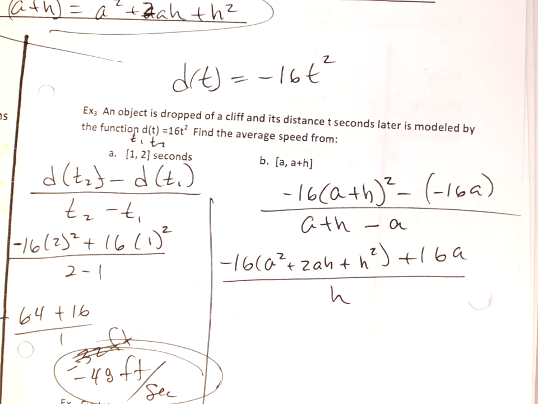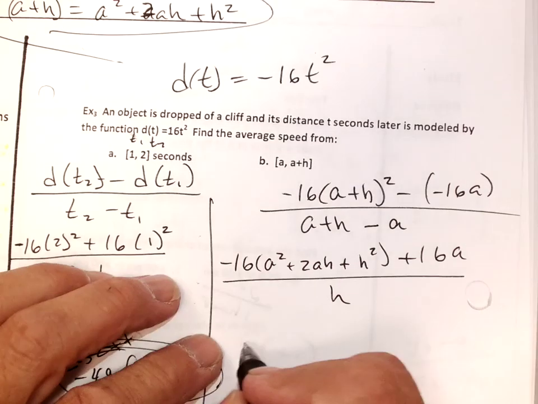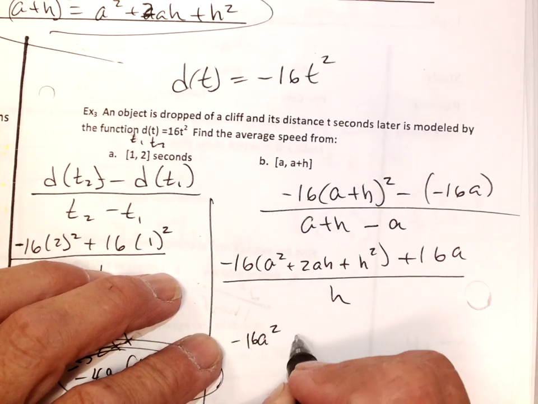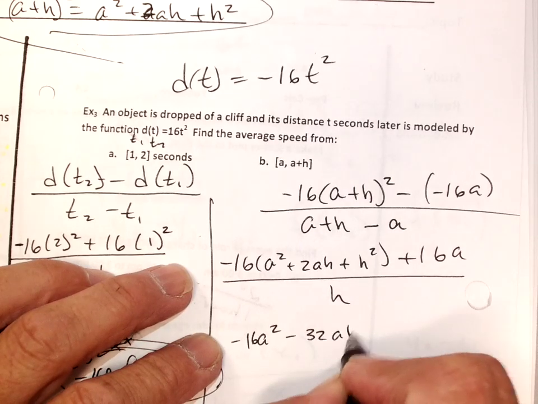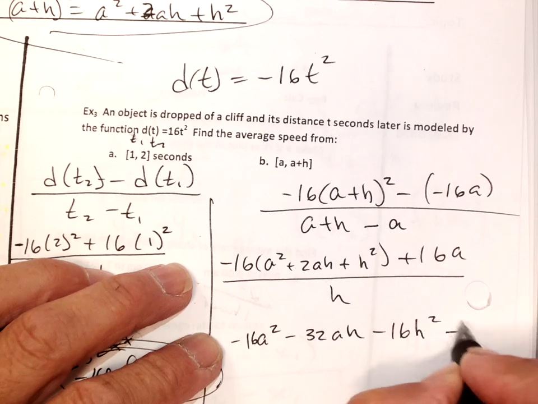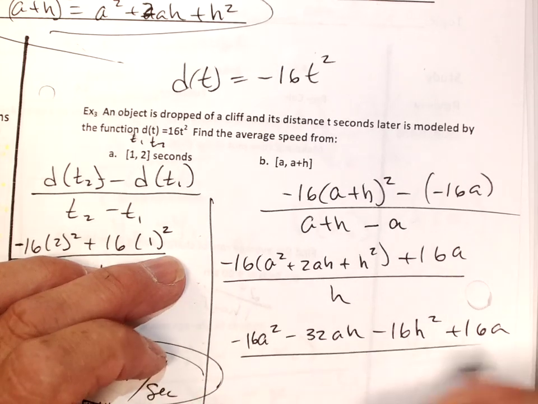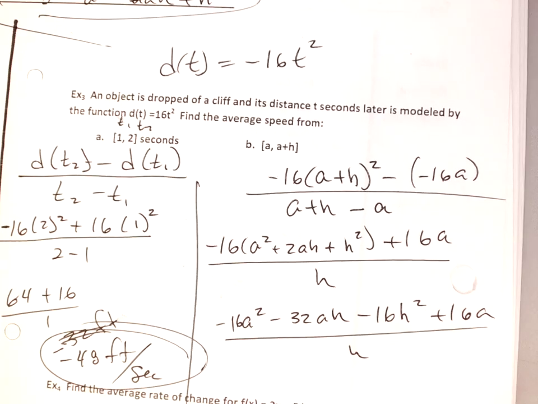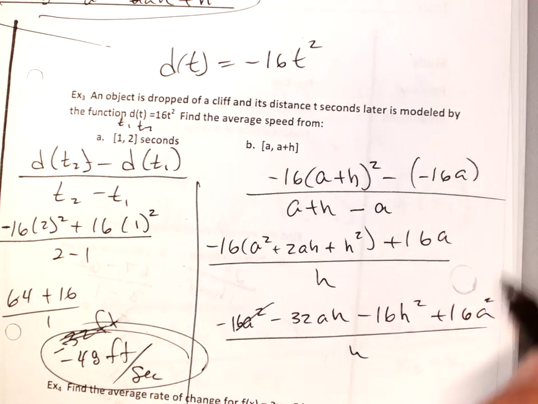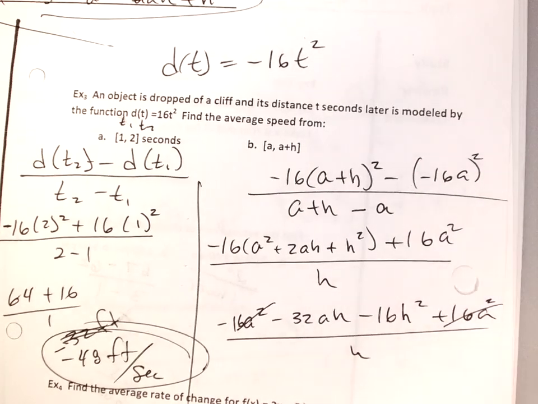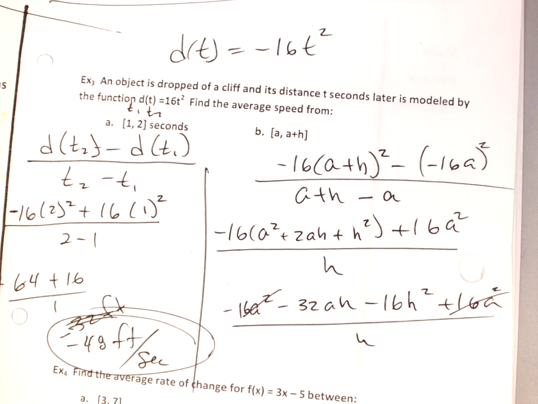Okay, and then what happens? Well, if I bring through the 16, I'd have a negative 16a squared. I'd have a minus 32ah. I'd have a minus 16h squared plus 16a, all over h, right? So then I can have 16, that should be squared, right? How come that's not squared? I did make a mistake. This is a big deal. Okay, that cancels, that cancels.